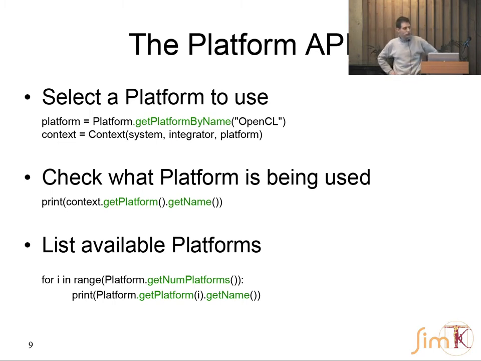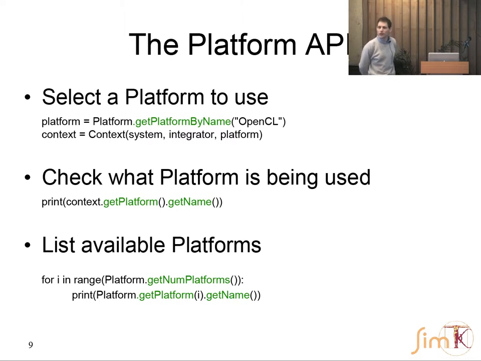Another thing you might want to do is maybe you're fine letting OpenMM pick the platform, but you just want to find out which one it picked. And so you can just call context.getPlatform.getName, and that will give you the name of the platform that is being used.